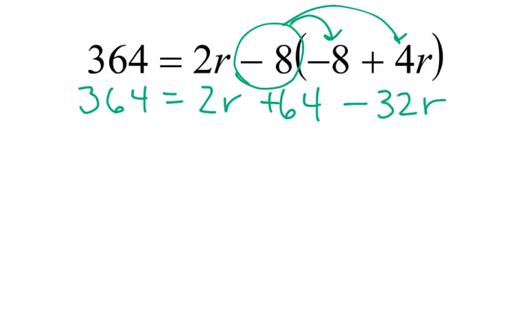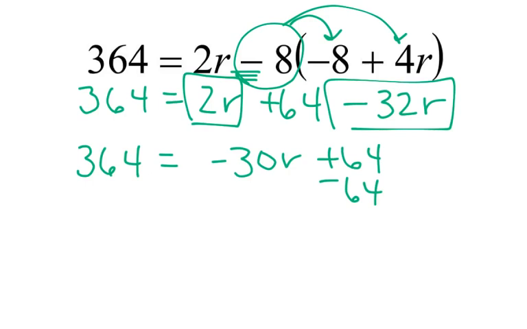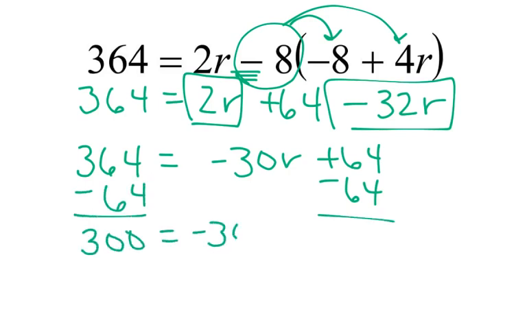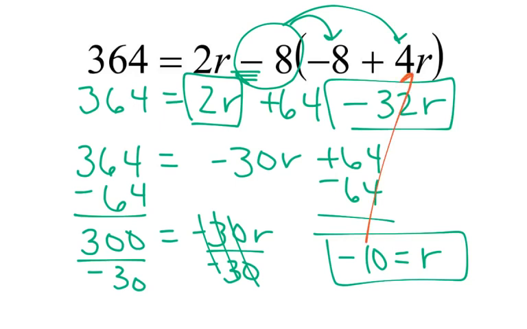In this case, I went ahead and distributed the negative 8. Remember to use the sign that's in front. Again, look to combine like terms. So I get 364 equals negative 30r plus 64. Now I'm going to solve this two-step equation. Make sure you divide by not just the number, but the negative as well, so you get everything to cancel. You get negative 10 equals r. And again, you could always plug that number in to see if it matches.